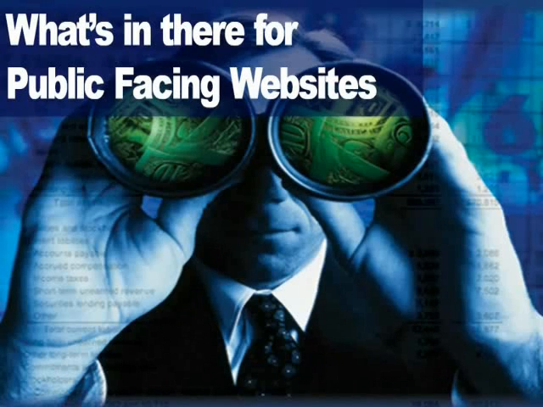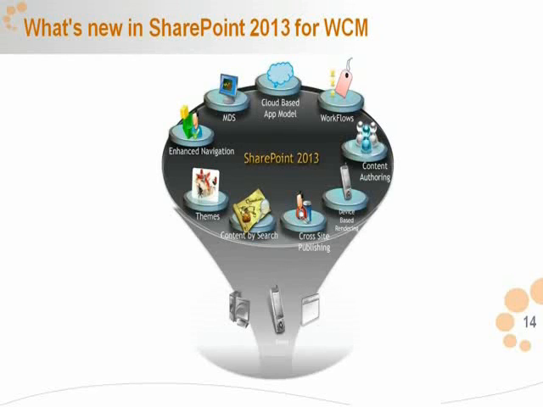Okay, so what's in there for public-facing websites? There are cloud-based app model, workflows, content authoring, device-based rendering, cross-site publishing, content by search, themes, enhanced navigation, and minimal download strategy. Even though these things are pretty much generic in previous versions of SharePoint as well, there are a few things which are new in SharePoint 2013, and a few things which are improvised in this newer version of SharePoint. We'll talk about that from the next slide onward.